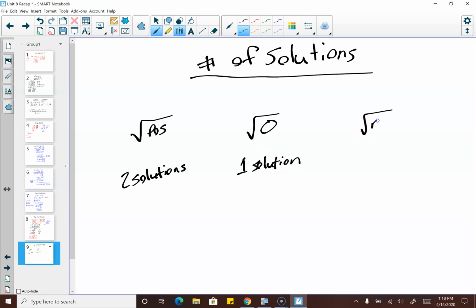And then if you ever get the square root of a negative number, in this case you want to stop what you're doing and you just want to write that there is no solution to that problem. So at any point during any of these, if you get a negative underneath the square root, that is going to be a no solution. Any positive is 2 solutions, and any 0 is 1 solution. And that's just kind of a quick recap of Unit 8.